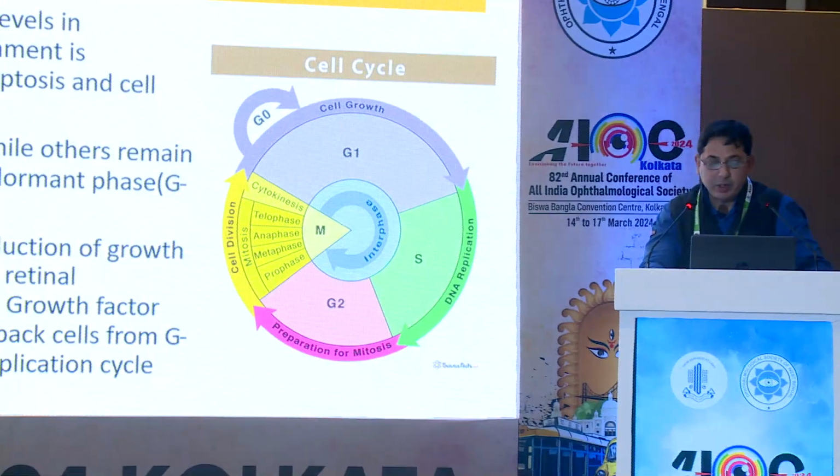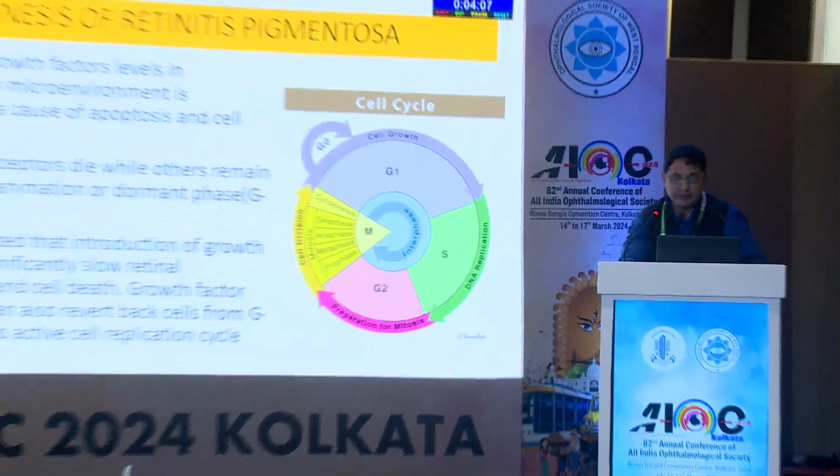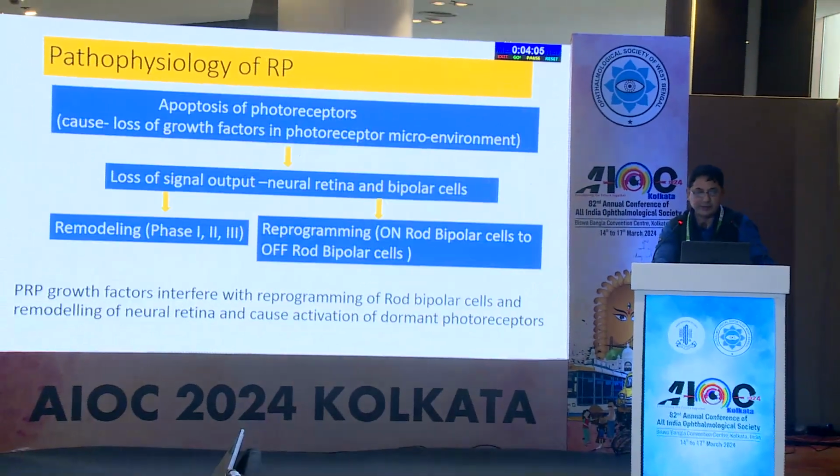Coming to the pathogenesis, it has been postulated that a decrease in the growth factor levels in the photoreceptor microenvironment is implicated as a cause of apoptosis and cell death. Not all photoreceptors die at once. Some die, while some others, because of the harsh environment, go into the G0 phase. It is hypothesized that introduction of growth factors can not only significantly slow the retinal degeneration and cell death, but also revert cells from the G0 phase back into active cell replication.